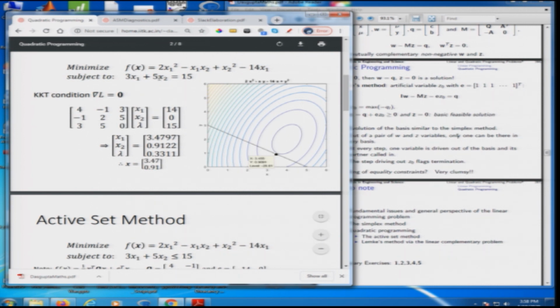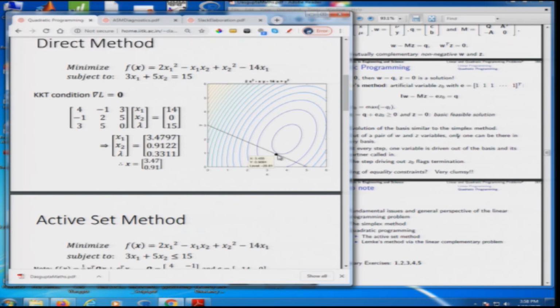And the third equation is basically this. Okay. So, that is 3 x1 plus 5 x2 plus 0 lambda equal to 15. This is three equations, 3 unknowns, you solve them and you get this, and that is the solution. In one step you get the solution.